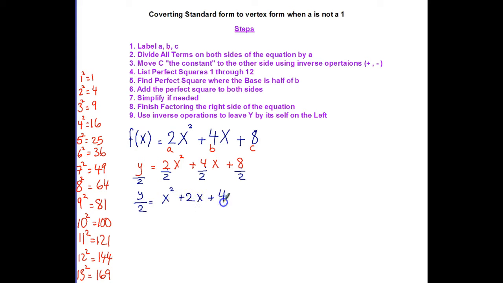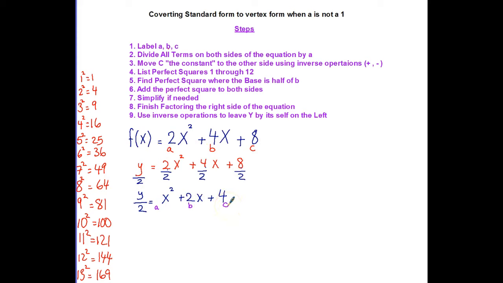Now, we need to move the c, the new c. So now we have new a, b's, and c's. Okay, so this is my new a, this is my new b, this is my new c. Do not look back at anything up here. You have new a, new b, new c.